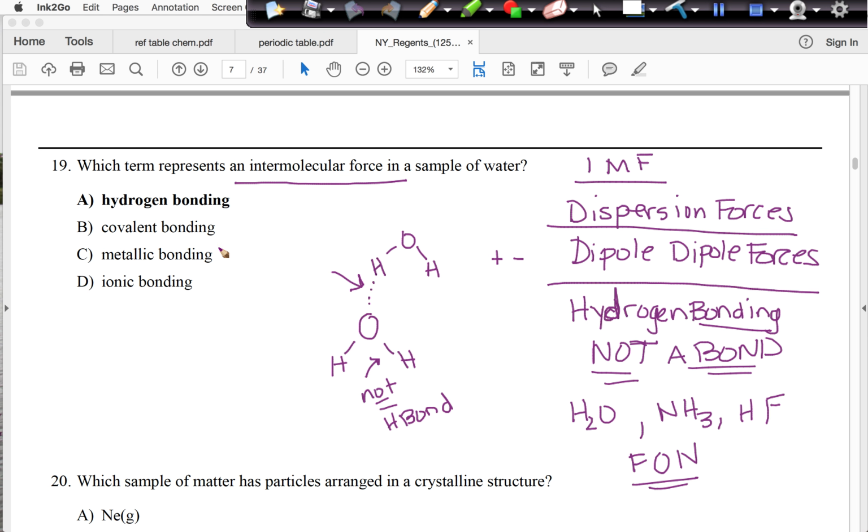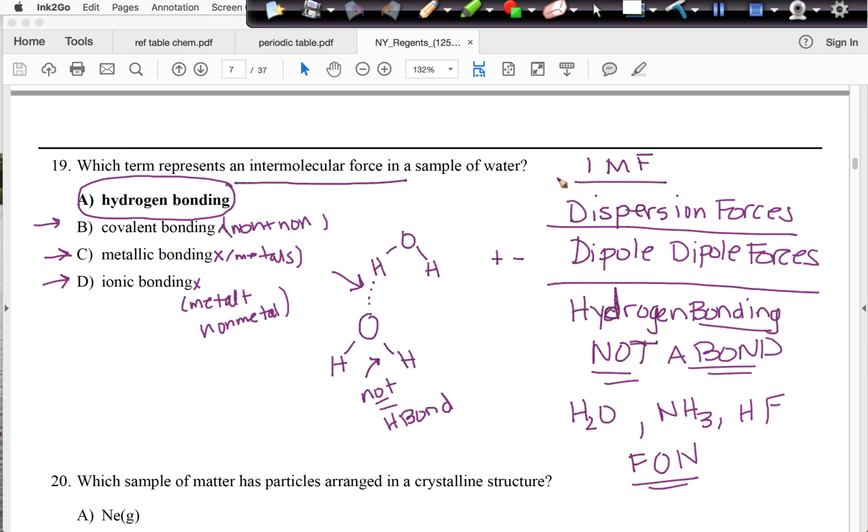Covalent bonding is a regular bond type. Metallic bonding is a regular bond type in metals. Ionic bonding is a metal plus a nonmetal. Covalent bonding is nonmetal plus nonmetal. So covalent bonding has sharing electrons. Metallic bonding has free moving electrons. Ionic bonding has a transfer of electrons. Hydrogen bonding is an intermolecular force.